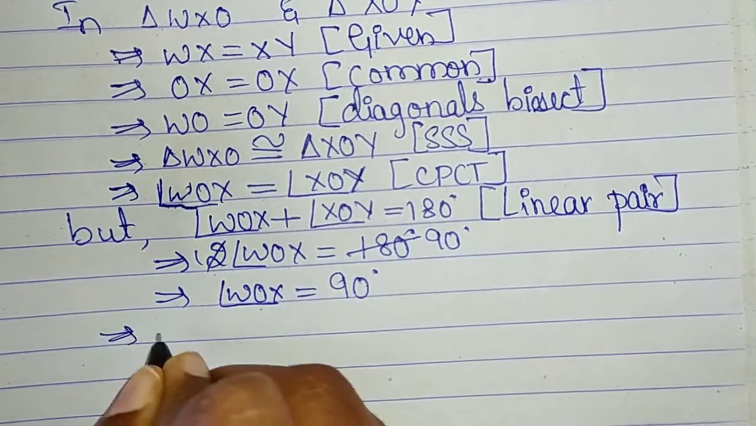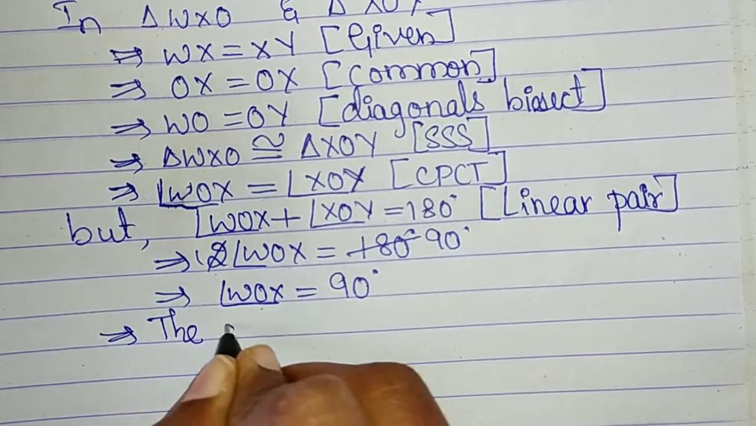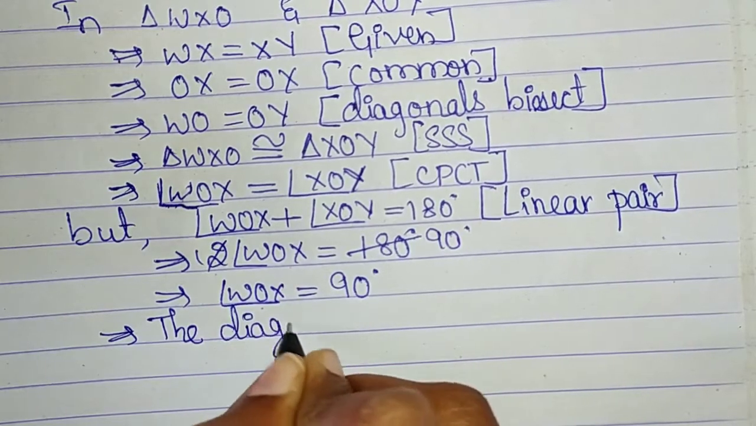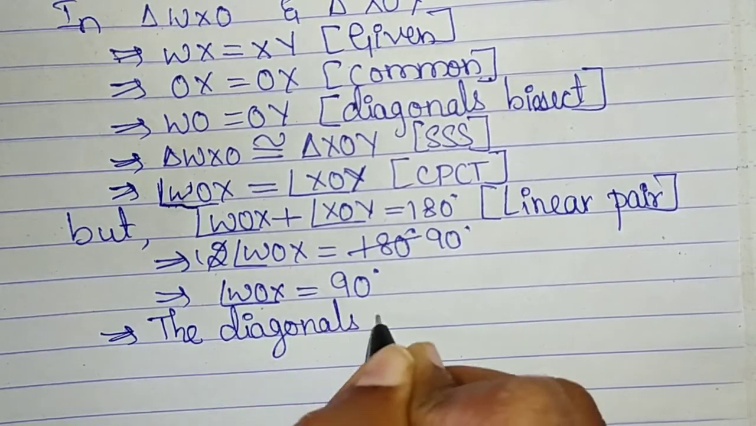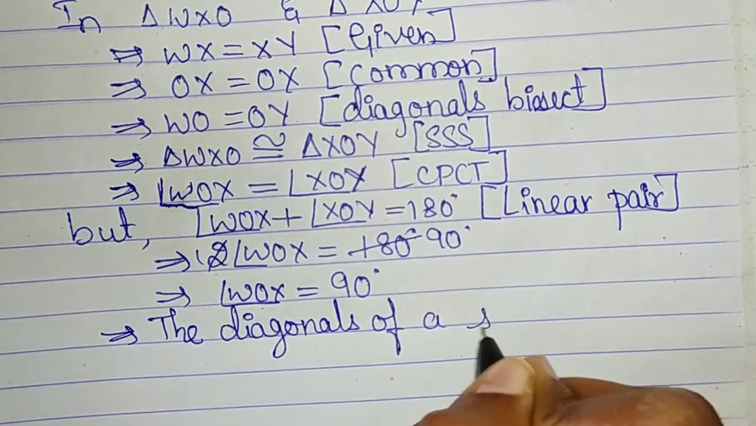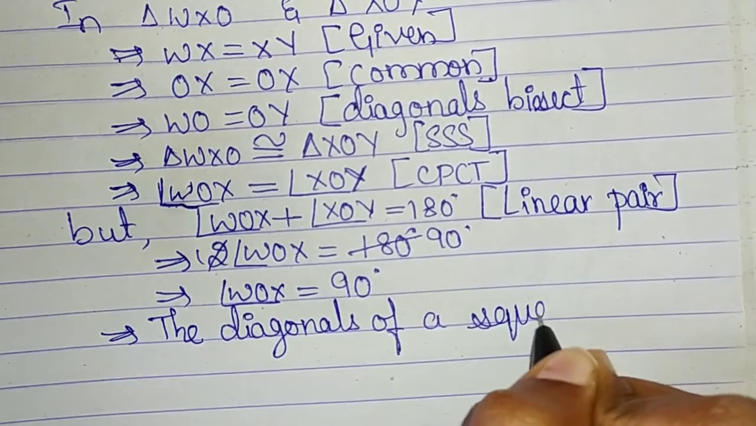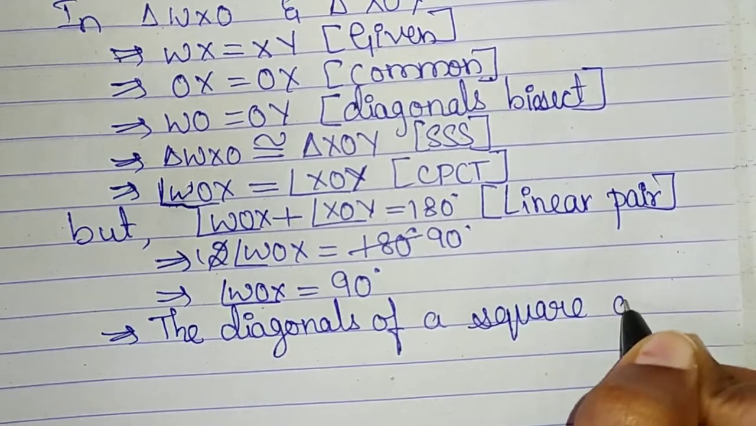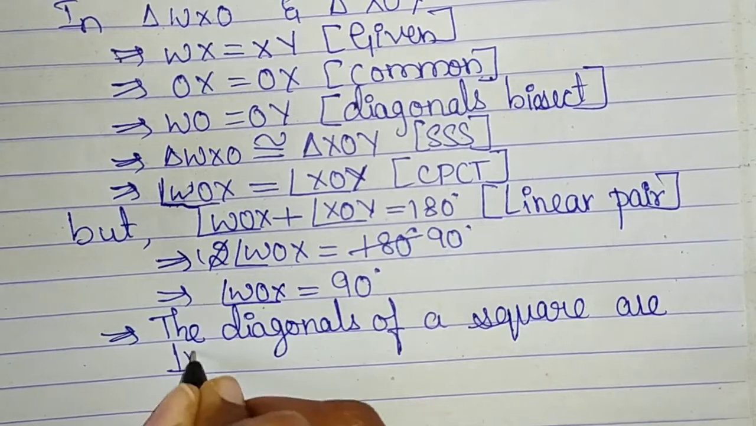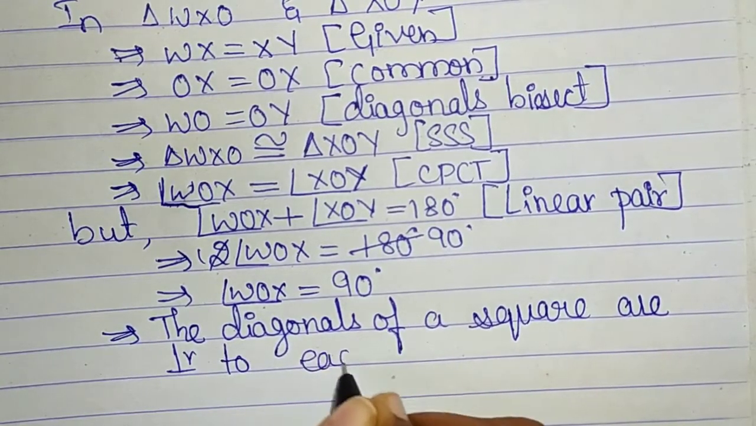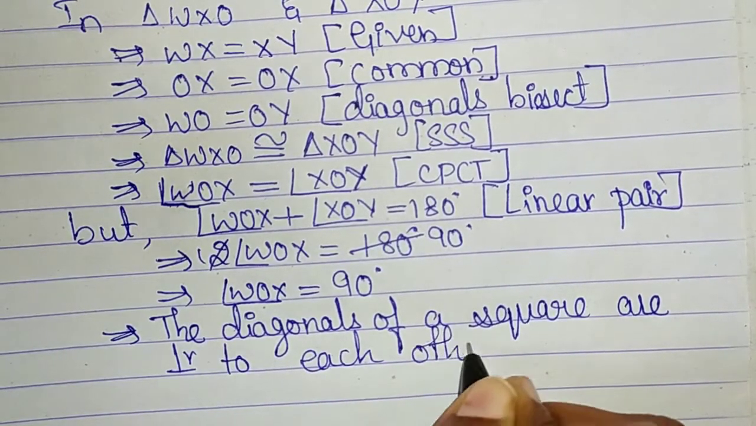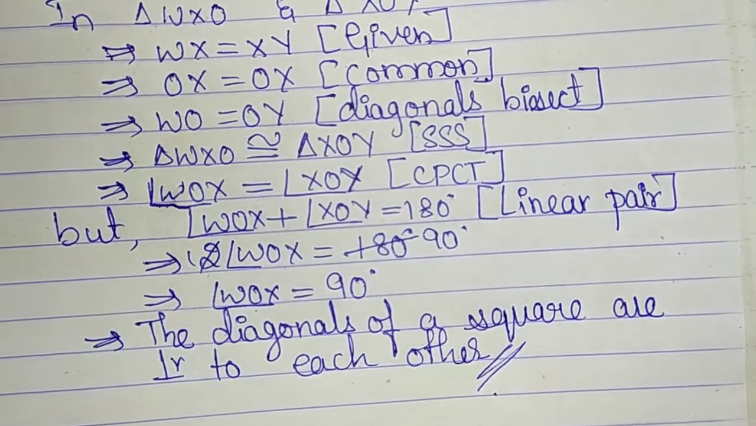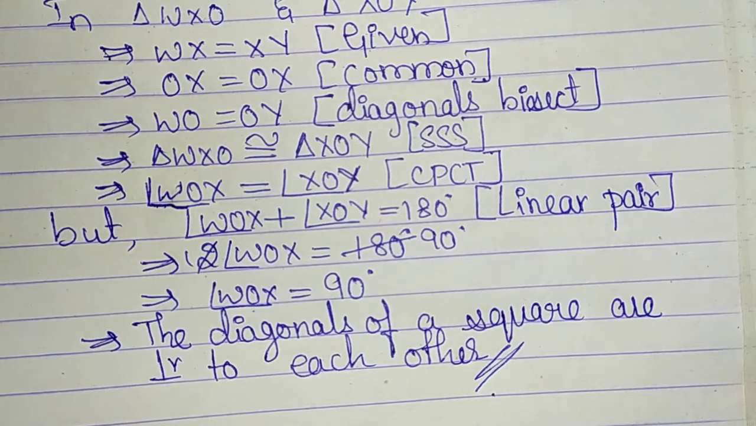So this implies the diagonals of a square are perpendicular to each other. This is the solution to the fourth question.